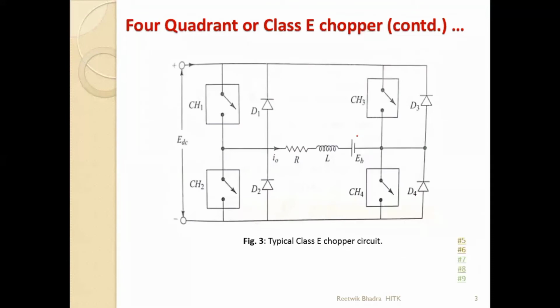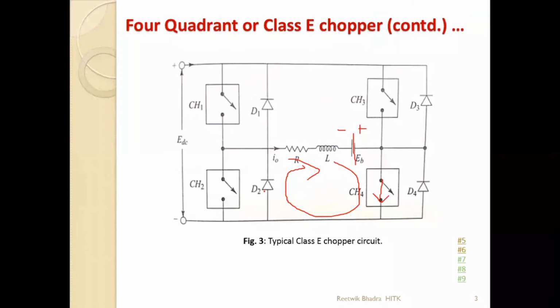CH4 always on. EB terminal reversed. This is positive, so I'm drawing it bigger than this. CH4 always on, so current starts flowing from this positive terminal only. Current will go in this direction, clockwise. So the current direction and this I0 direction are the same, so current will come out to be positive only. Current flows in this direction and completes the path through D2, because all other switches are off. So this acts as my source and charges my inductor, and completes the path from the load through CH4 and D2 back to the load. This is my path.